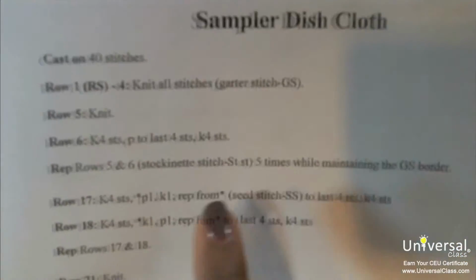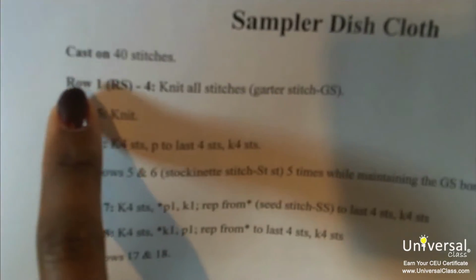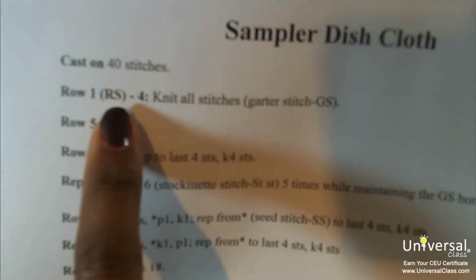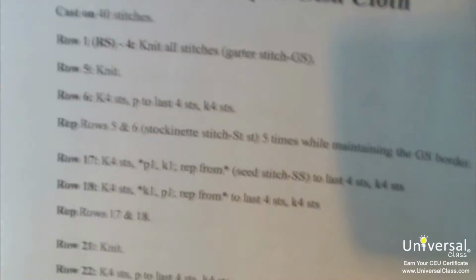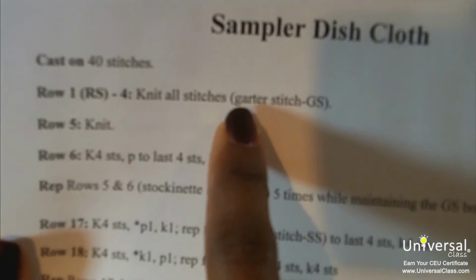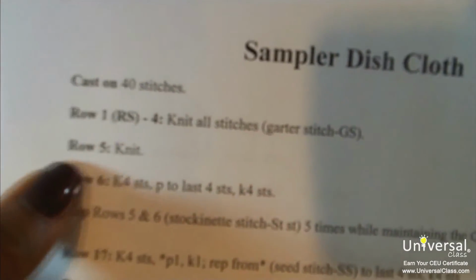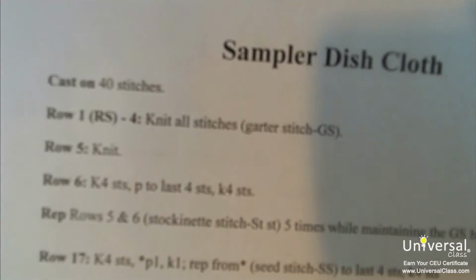If you see here, we begin with cast on 40 stitches, which you know how to do now. And then it says row 1, and then you see RS. Well, what does RS stand for? I can tell you that it stands for right side, but you will also know by looking at the abbreviations that are found at the bottom of your pattern. Let's read a little further. It says row 1 through 4, knit all stitches, which makes the garter stitch. You'll do that for 4 rows. Row 5, knit, which means you knit all stitches.